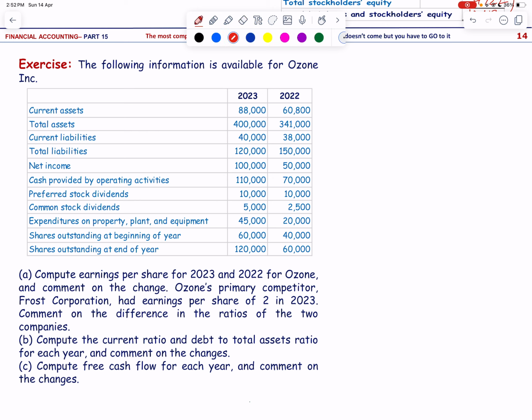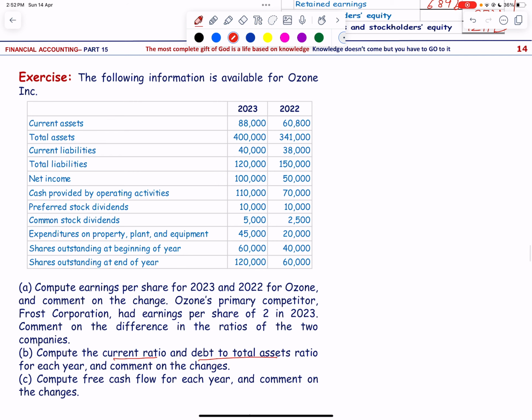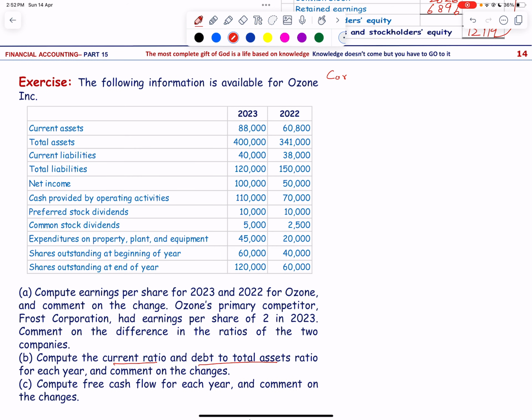Now compute the current ratio and debt to total assets ratio for each year and comment on the changes. So the current ratio is current assets divided by current liabilities. Current ratio for the year 2023 will be current assets 88,000 divided by current liabilities 40,000. So this is equal to 2.2.